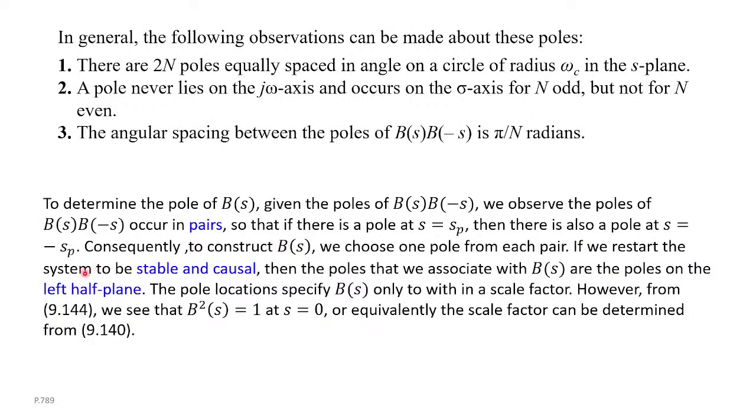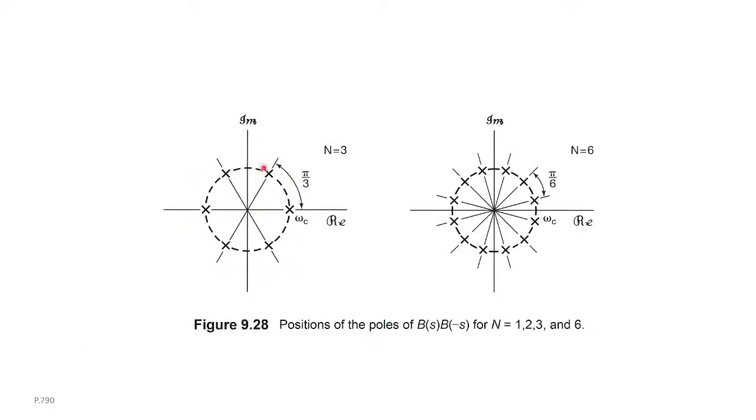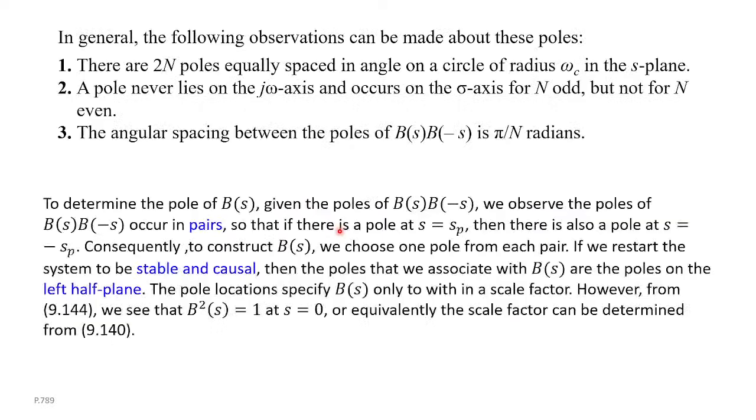You can construct many filters. But now we add more conditions, that is we want our B of S to be stable and causal, because that's a better system to construct in an actual physical way. And from the beginning of the class, we know that if the system is stable and causal, then all the poles must stay on the left side plane. So for all those pairs, we want B of S to pick the left side part, and B of negative S to pick the right side part.